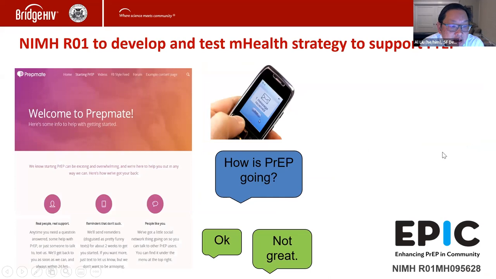So when we learned about Welltel and its positive impact on HIV treatment adherence, we became really interested in whether we could adapt it for HIV negative people taking pre-exposure prophylaxis or PrEP, a daily pill for HIV prevention. And through an NIMH R01, we were able to develop and test this mobile health strategy for PrEP support in the US. And so we called this intervention PrepMate. It kept the core functionality of Welltel, which was the weekly check-in, but we adapted some of the check-in messages, as you can see here, asking how is PrEP going? And then we also added some additional web-based features, including information about PrEP, testimonials from peers taking PrEP, as well as a discussion forum.